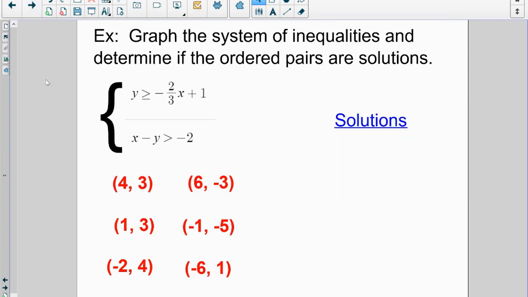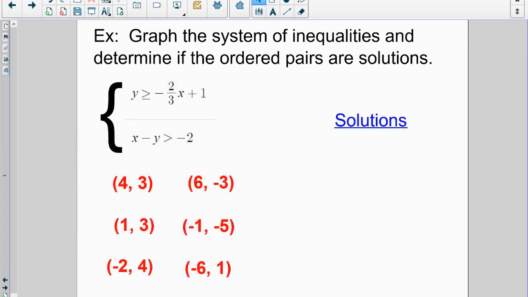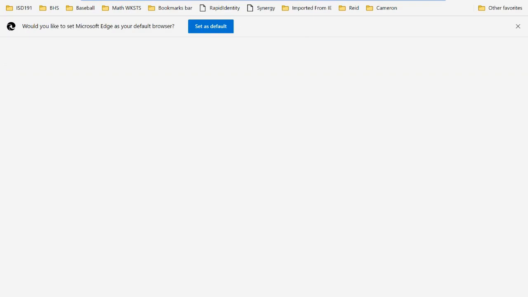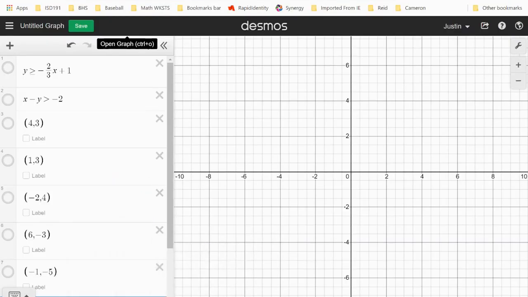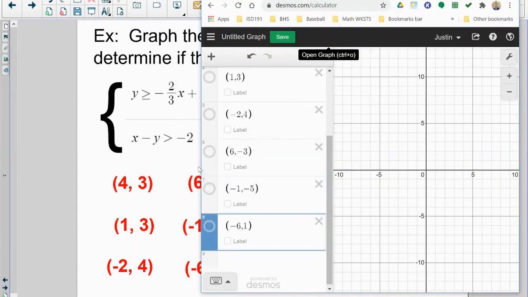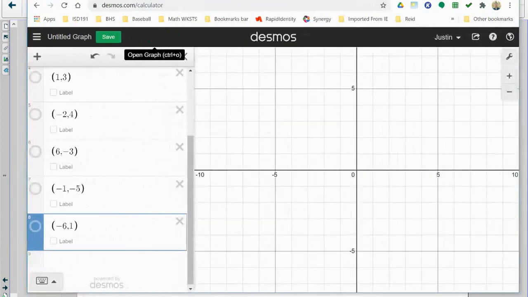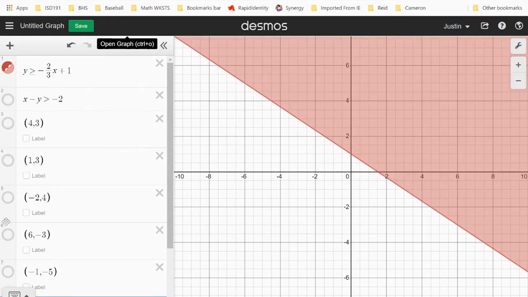I would like to go through an example with you real quick on our video today. We are going to graph this system of inequalities and determine if these ordered pairs are solutions. We're going to use Desmos to do that. So let me go ahead and open up our Desmos calculator. Make this just a little bit smaller so we can see everything. Actually, we don't need to see it. We have everything in here already. I'm just hiding the view.